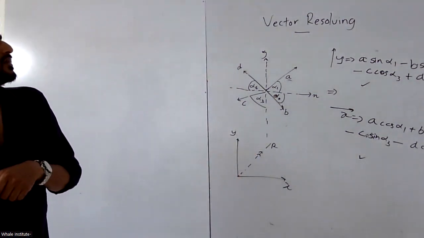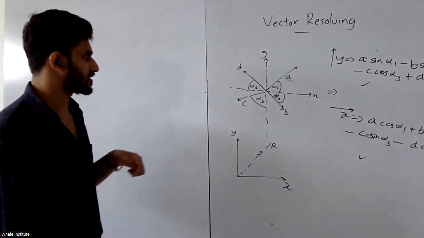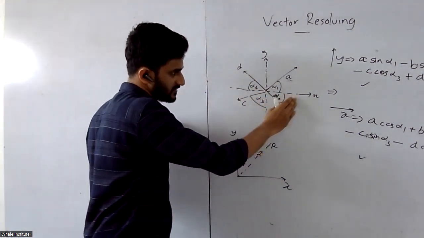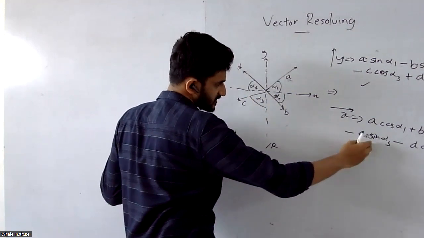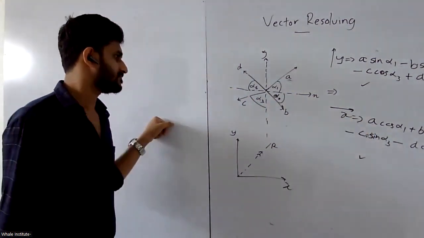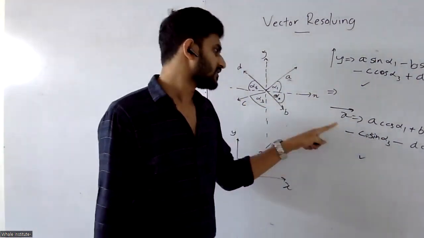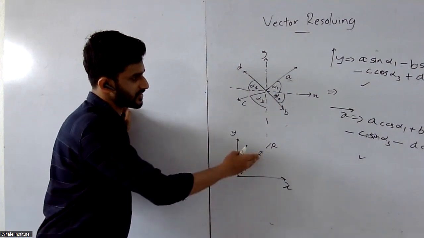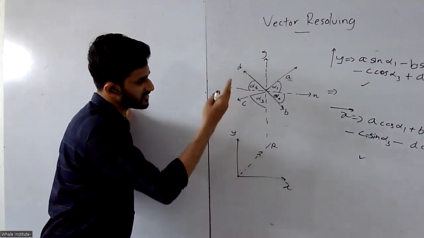So if we resolve all these vectors towards one direction, I will name it x, then this is the final vector towards the x direction. That should be equal to the resultant component towards the same direction of the resultant of the system.